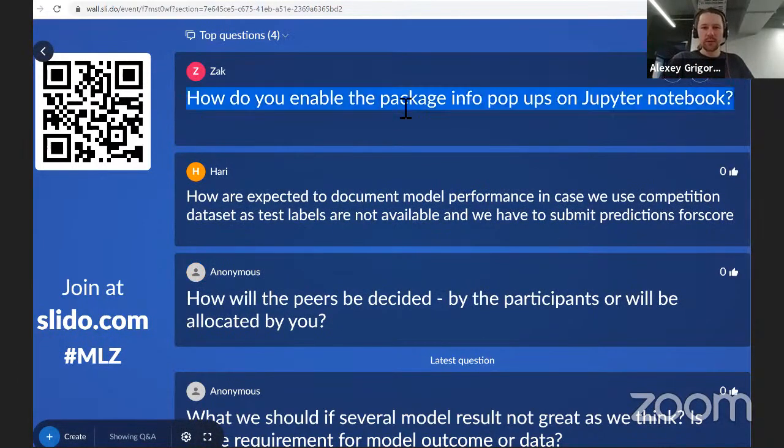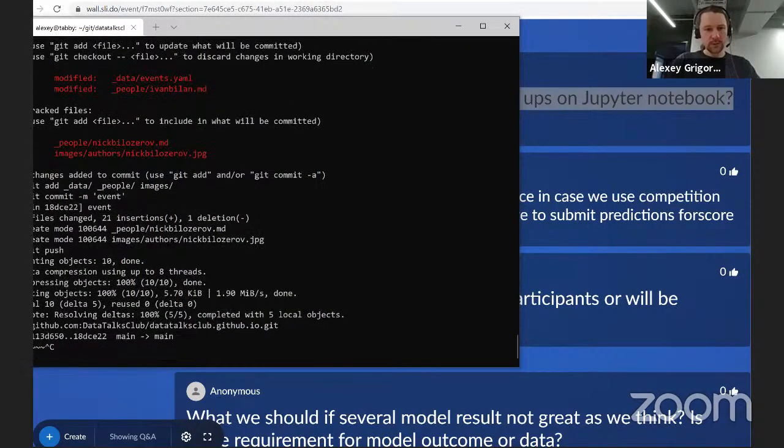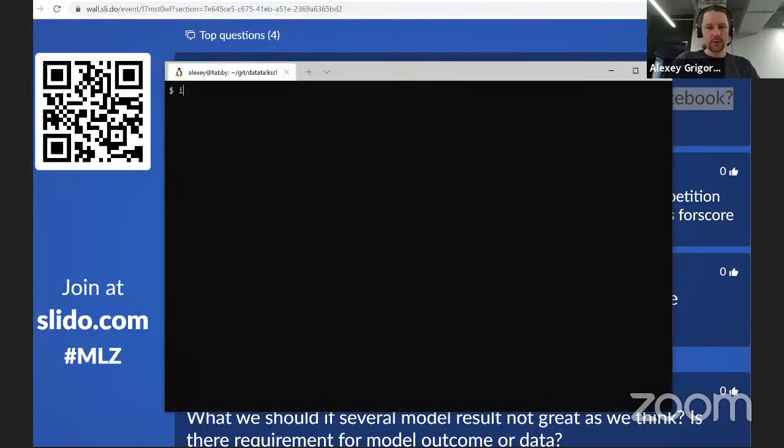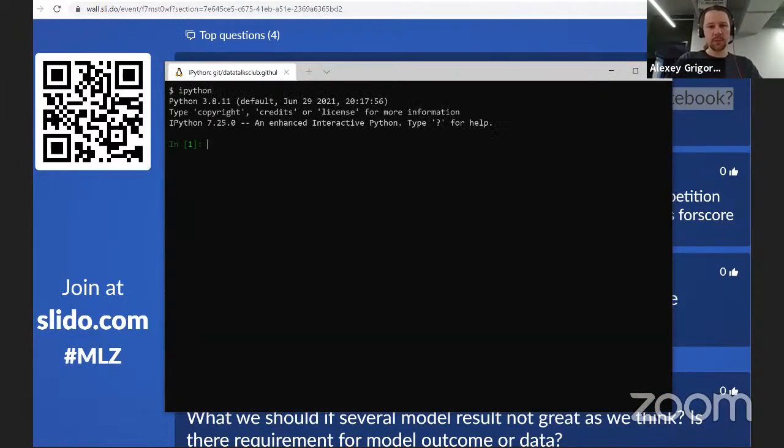How do you enable the package info pop-up in Jupyter Notebook? I just use tab. I don't think I have Jupyter running here on my computer and I need to start it. But let me just show it with IPython here, and then import NumPy, and then I just press tab.